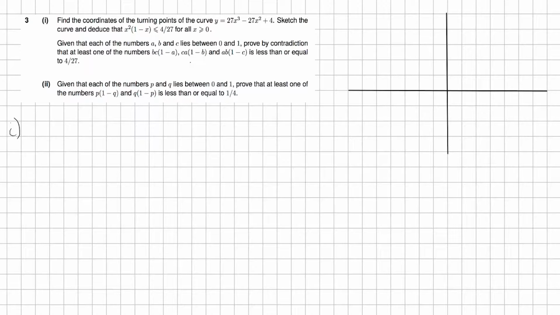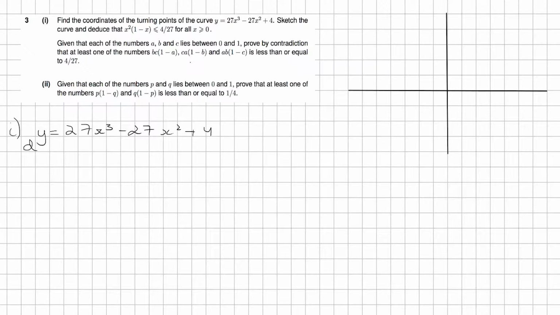Hello, this is STEP 2, 2008, question 3, where we are first given the cubic y equals 27x cubed minus 27x squared plus 4, and we're asked to find the coordinates of the turning points, sketch the curve, and deduce that x squared multiplied by 1 minus x is less than or equal to 4 over 27 for all x greater than or equal to 0.